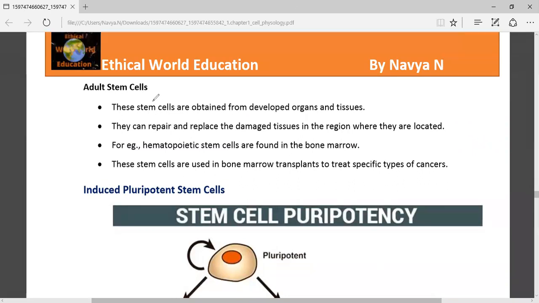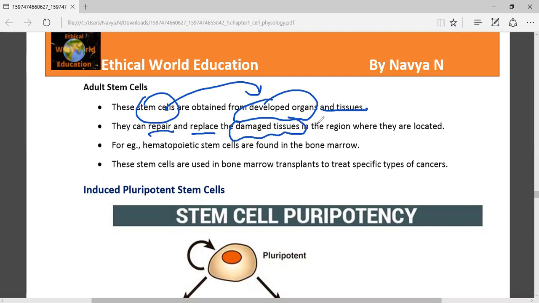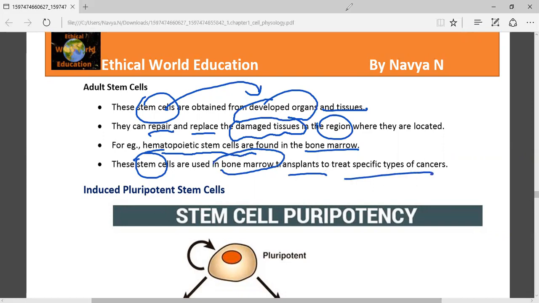So here, these stem cells will be obtained from the developed organs and tissues. What do they do? They can repair or replace the damaged tissue in the region where they are located. For example, hematopoietic stem cells are found in the bone marrow, and these are used in bone marrow transplants and also to treat specific types of cancer.